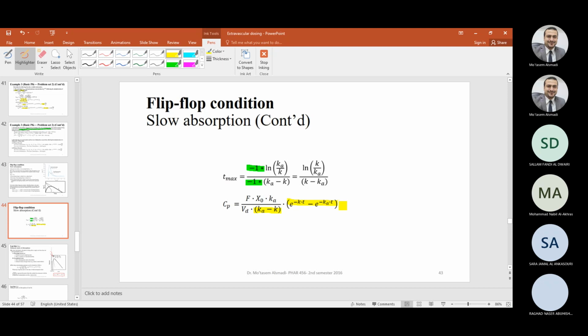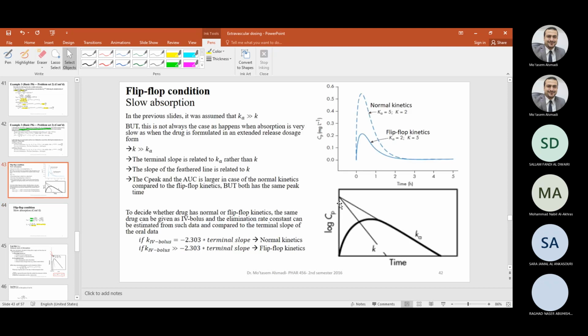Now, going back to this relationship, we said that this only happens when you have a slow absorption, which can happen when you have, for example, a sustained release formulation or certain routes of administration, like the subcutaneous route for a formulation that depends on lymphatic absorption, which is a slow process. Okay, we said that the Tmax is the same. What about the Cmax?